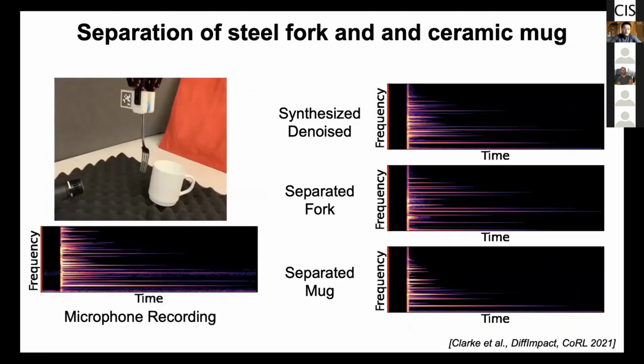Let me show some results from separating the sounds for a steel fork and a ceramic mug. The fork has higher pitched, under-damped components, whereas the mug has slightly lower frequency components. And here is a video of the strike. The directionality and the gain of the microphone actually already get rid of most of the noise, but there is still some robot motor noise, as you can see, a faint band across the spectrum here.